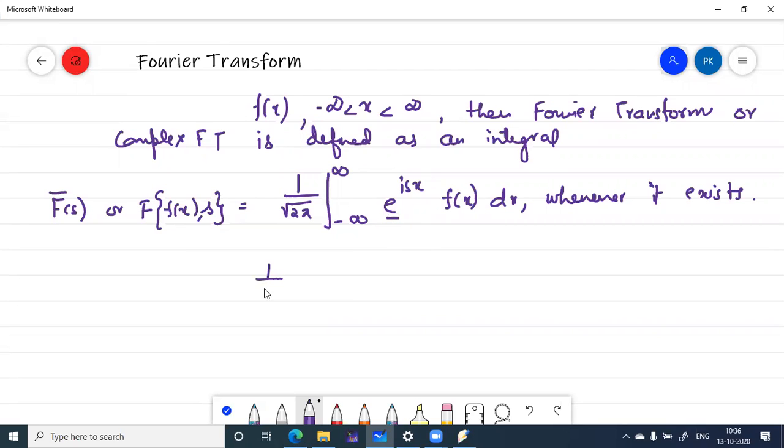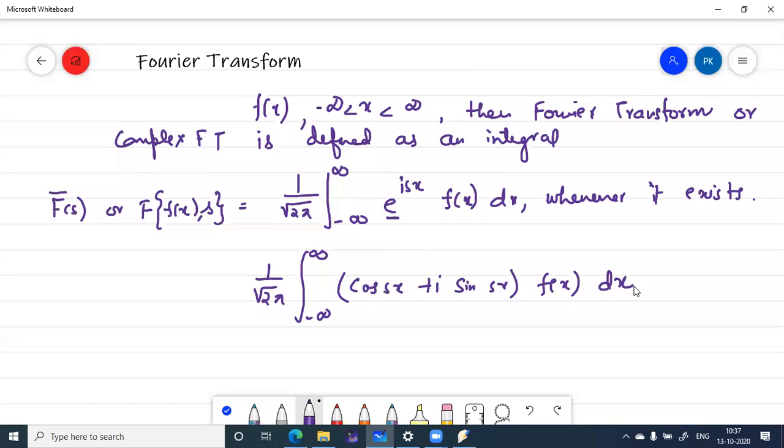So I can write it in which form? e raised to the power isx. How can we break it? Into sin and cos. Yes. cos sx plus i sin sx, f of x dx.